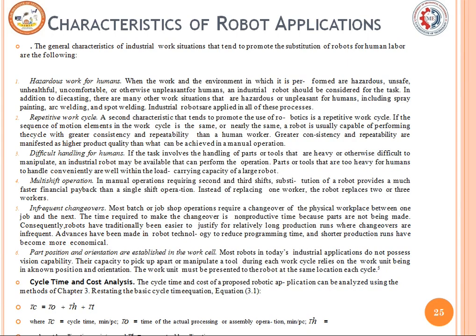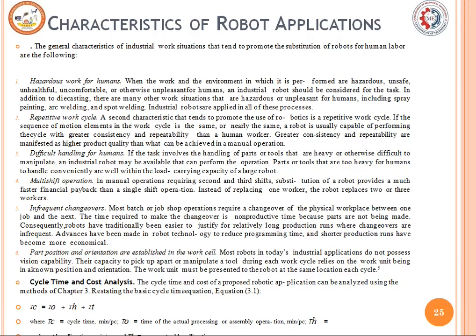What are the characteristics of robot application? Hazardous work for humans is minimized. Repetitive work cycle is done again and again by the robot. Difficult handling for humans is carried out by the robot. Multi-shift operation can be done by installing a robot at the workplace. Infrequent changeovers can be done. As it is a machine, it can work continuously without any fatigue.